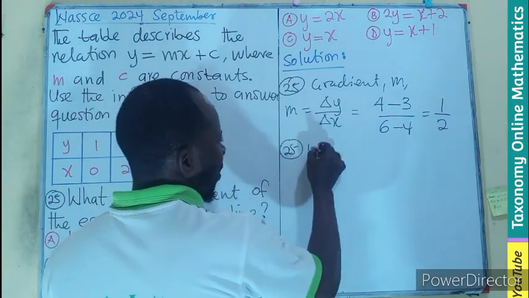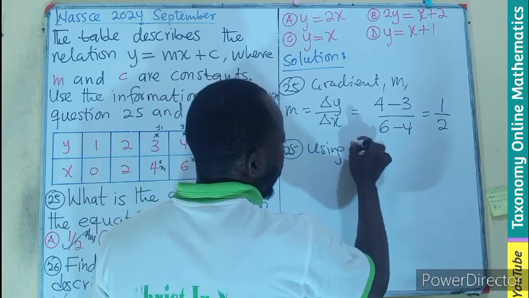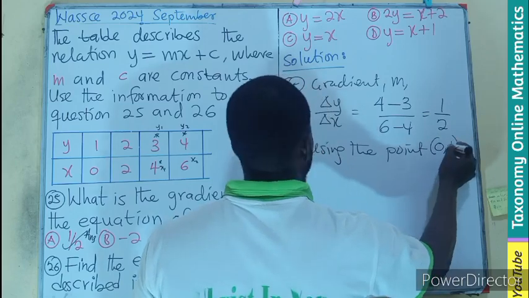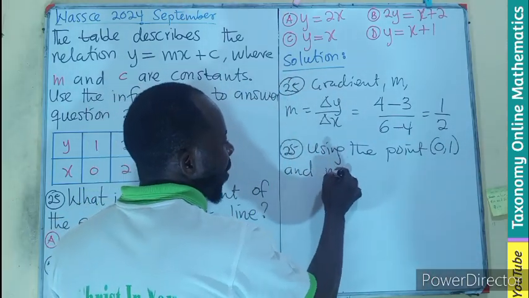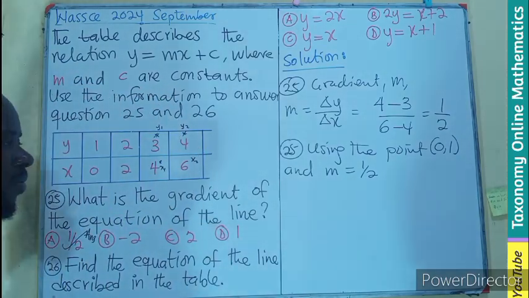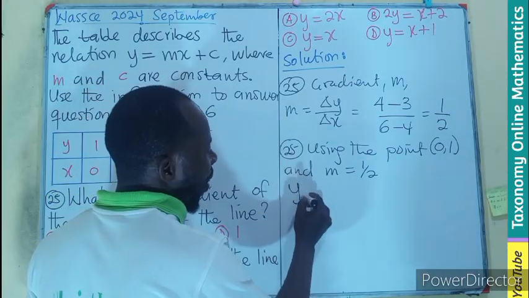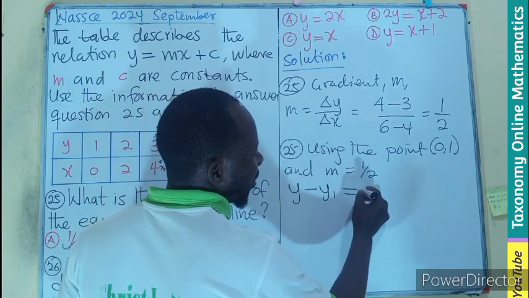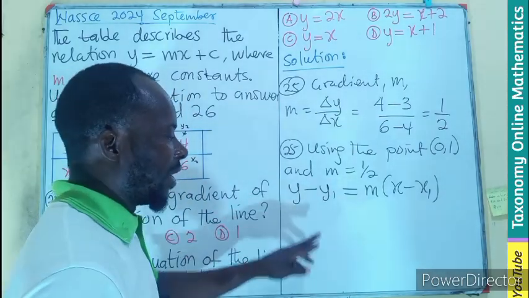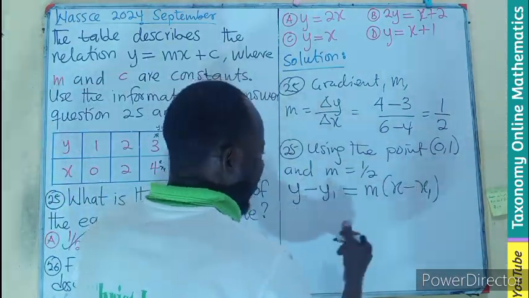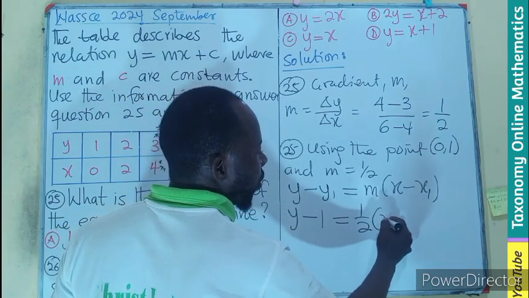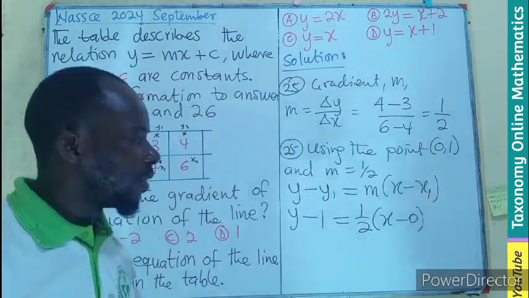For question 26, finding an equation, we know we are going to use any of the points. So let's say, using the point x = 0, y = 1, and our gradient to be 1 over 2. We can find the equation, knowing very well that it is given by y minus y1 equals m times (x minus x1). The m is the gradient, the y1 is the value we have there. So y minus 1 equals 1 over 2 times (x minus 0).